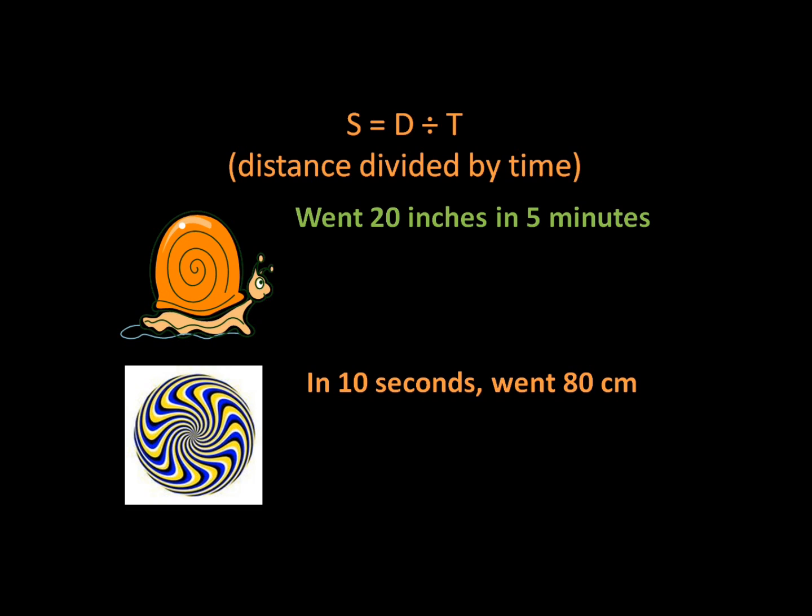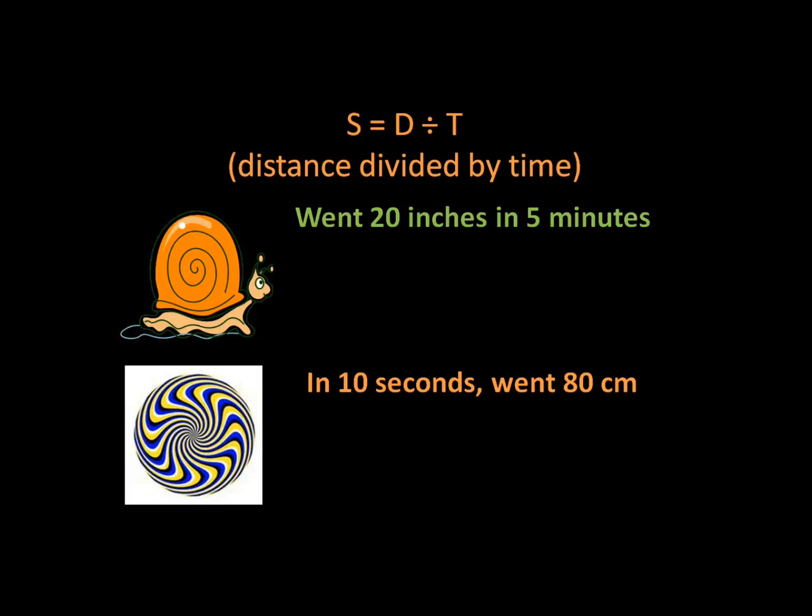Pause the video now and work out these two speed problems. Find the distance, find the time, divide the distance by the time, and you'll have your speed. Don't forget to do the units as well. Use a calculator if you need. When you're done, press play on the video again, and we'll talk about the answers.